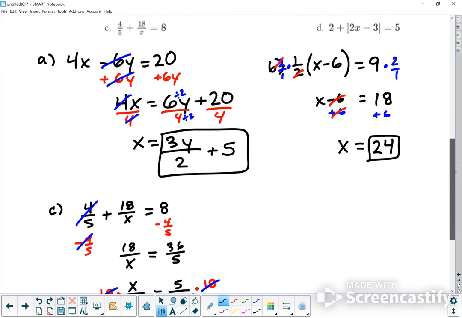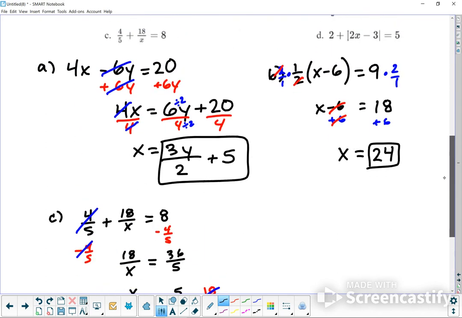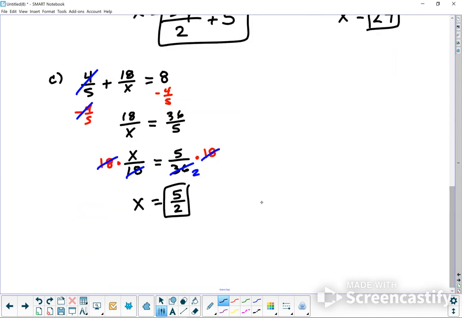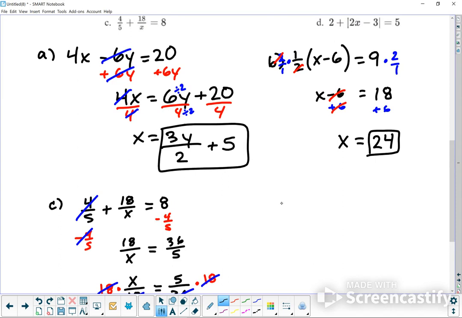Okay, last one. D. What the heck is going on here? D: 2 plus absolute value of 2x minus 3, absolute value close, equals 5.